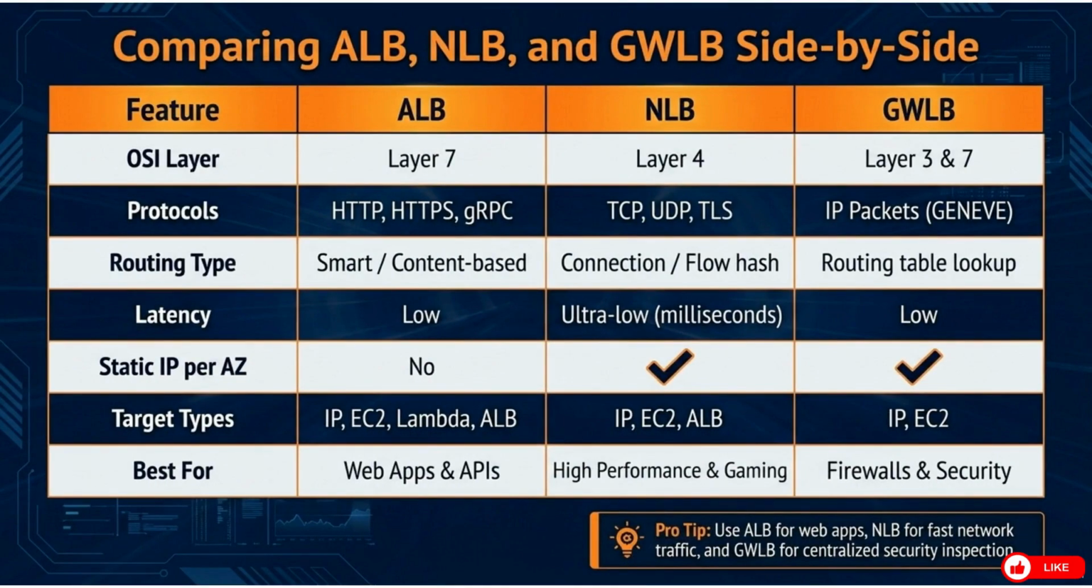Let's summarize everything. Choose ALB when you need intelligent routing based on HTTP requests, perfect for APIs, websites, and microservices. Choose NLB when you need maximum performance and ultra-low latency, perfect for TCP, UDP, and high-throughput systems. Choose GWLB when you need centralized security inspection, perfect for firewalls and security appliances. A simple interview shortcut is ALB equals application awareness, NLB equals network performance, GWLB equals security inspection.